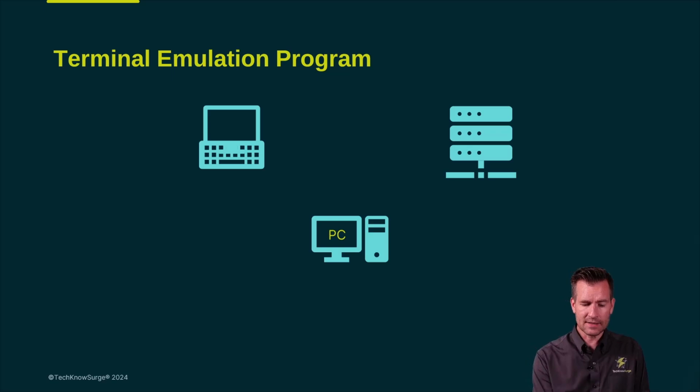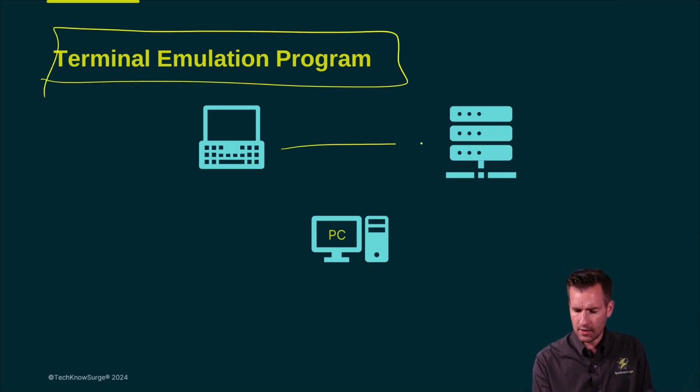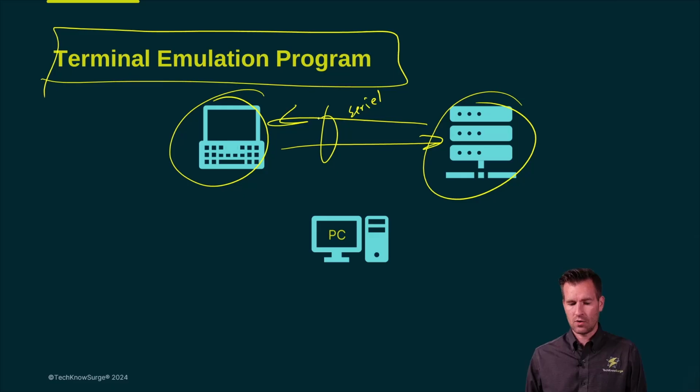This is a good time to talk about a terminal emulation program. And so what you had right here is because you needed a terminal to connect into a mainframe and make that communication, this was a serial connection. So a lot of times we'd use an RS-232 connection right here. So we use this RS-232 connection.